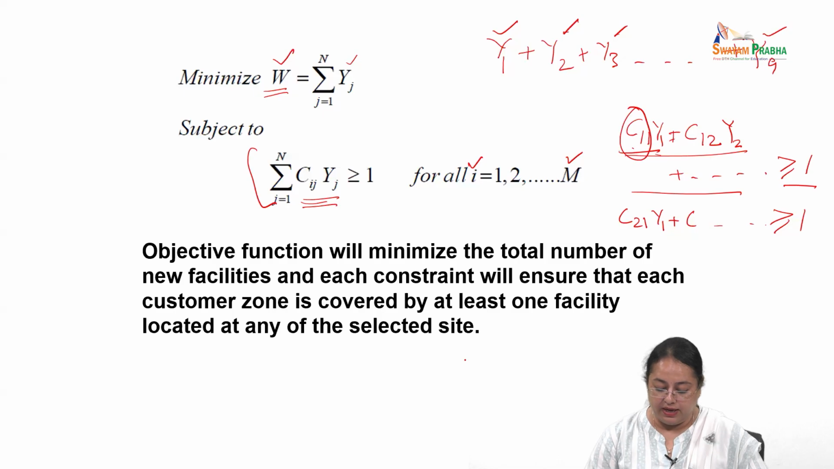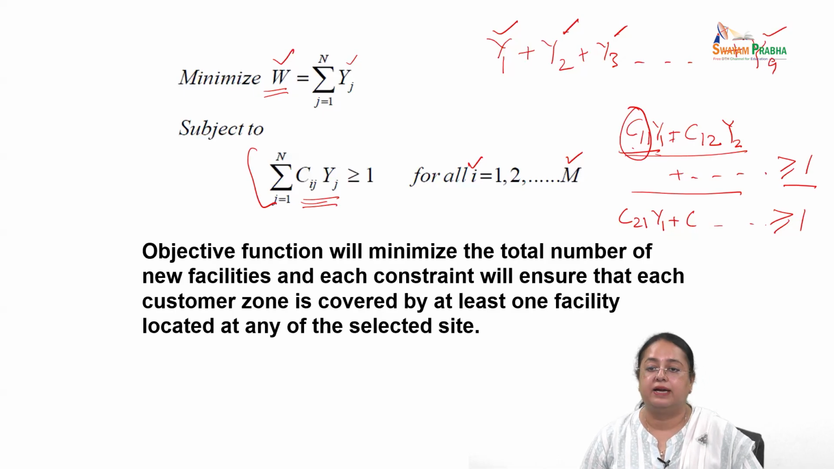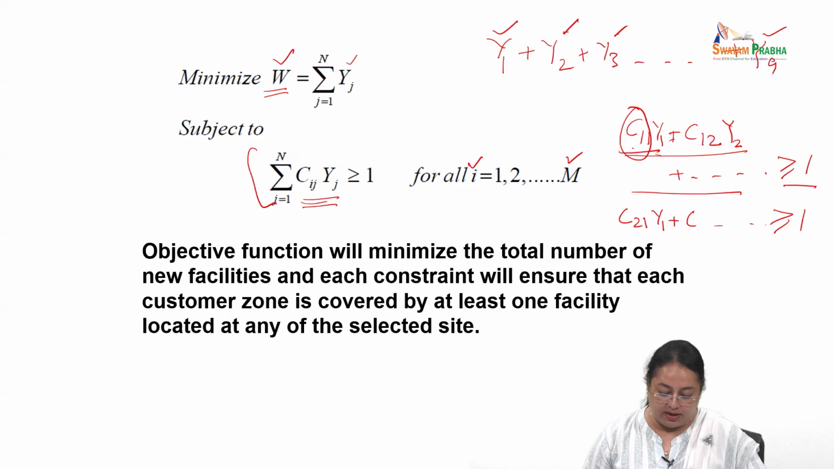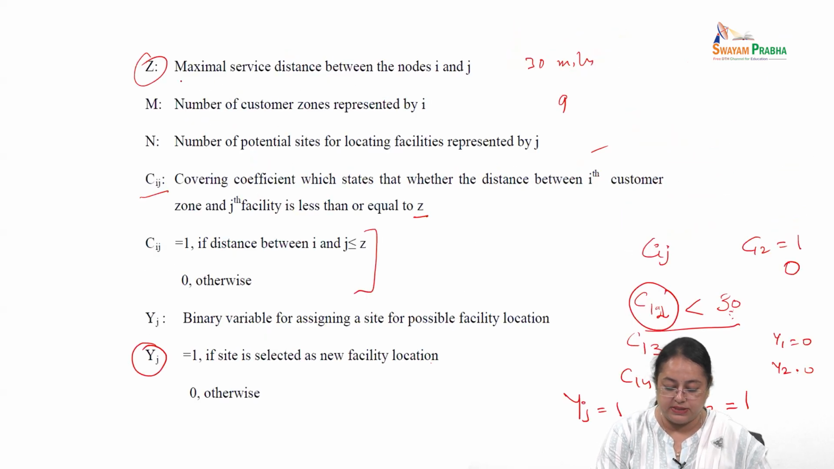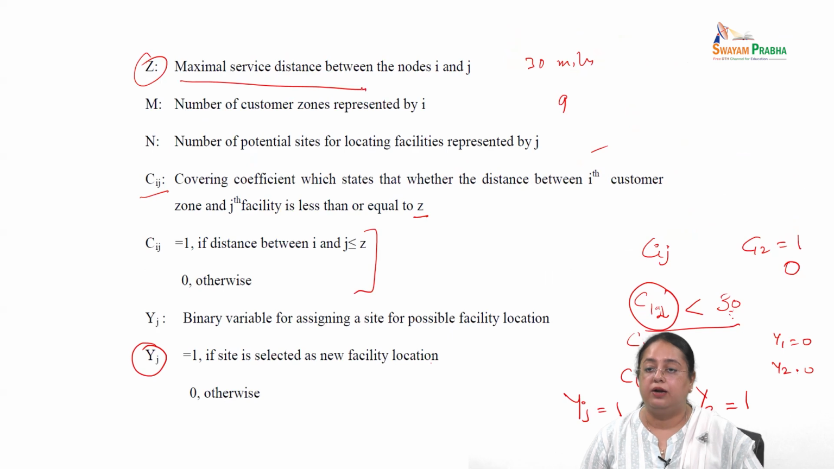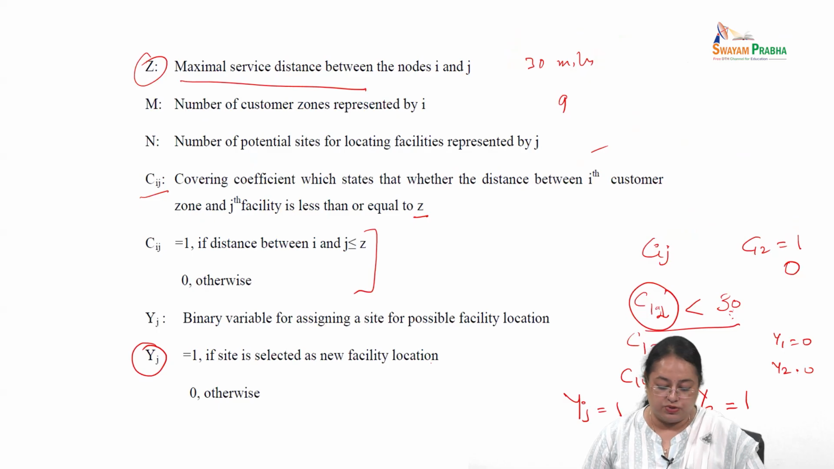So this way, if you will solve this, you will get the same answer. Okay. So this is the maximal service distance problem to determine the optimal number of facilities, right, given a network of facilities. Okay. So this can be having many versions.